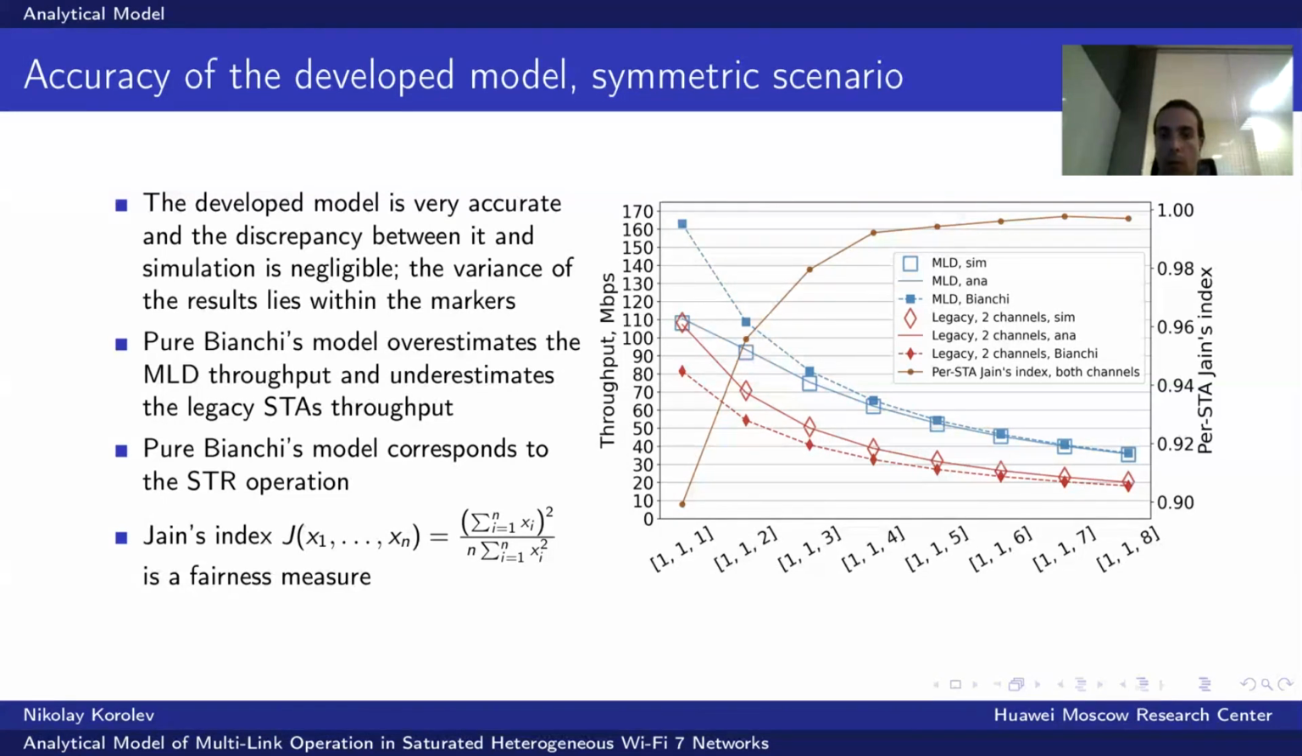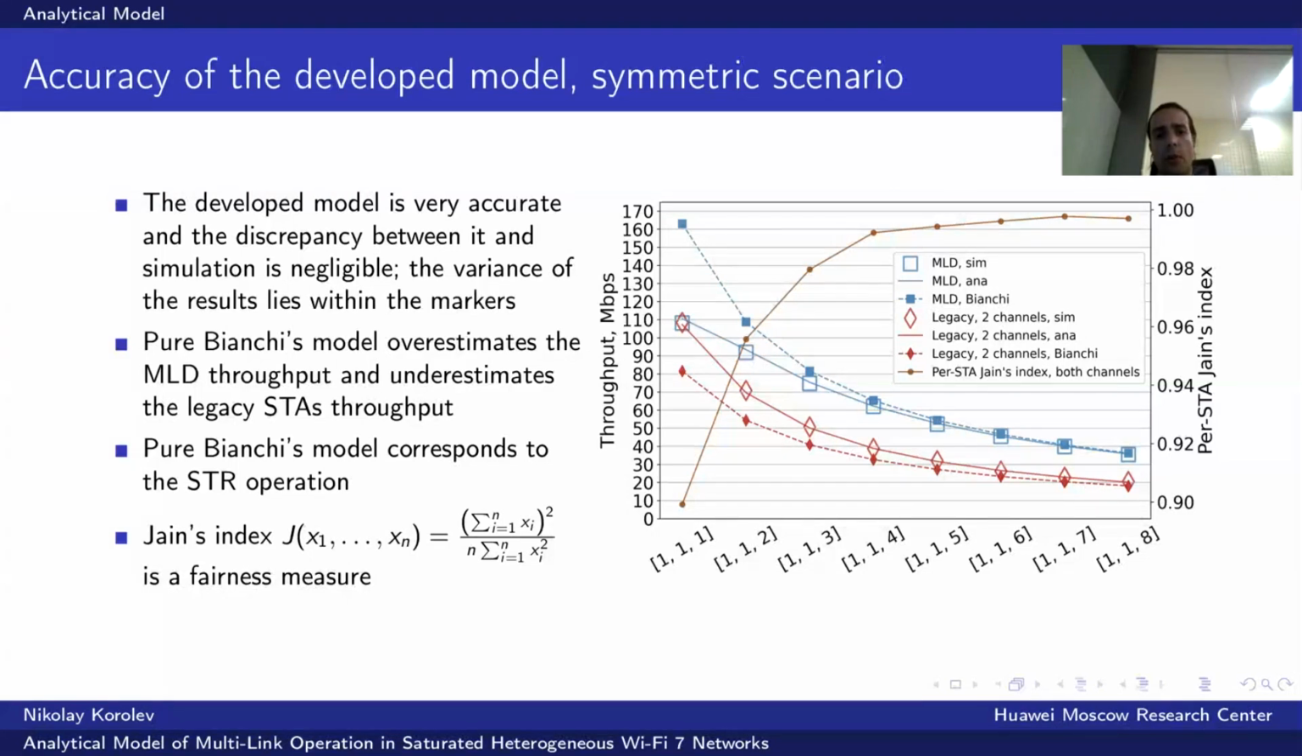So we see here that the developed model is quite accurate, and Bianchi's model actually overestimates MLDs, because it considers MLDs as working in STR mode. But NSTR mode has some restrictions, so the throughput of NSTR capable devices is lower than STR capable devices.